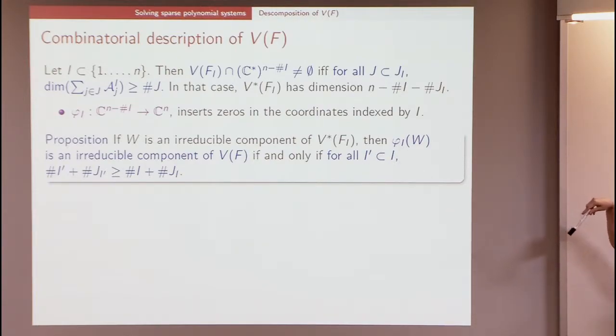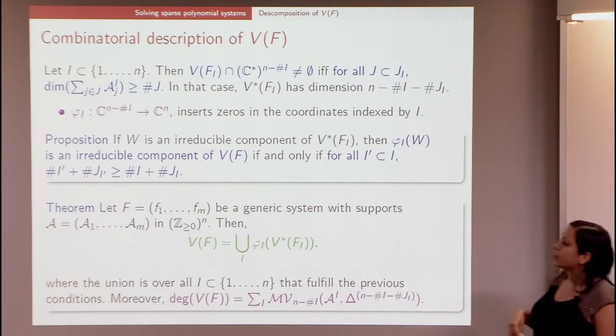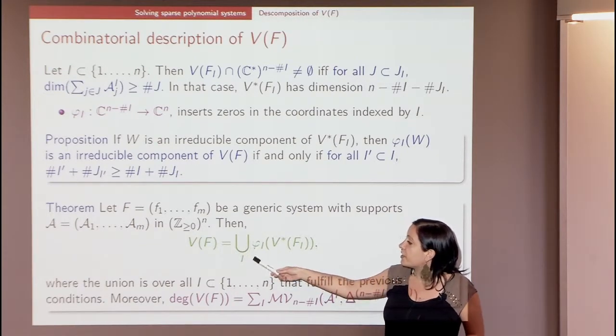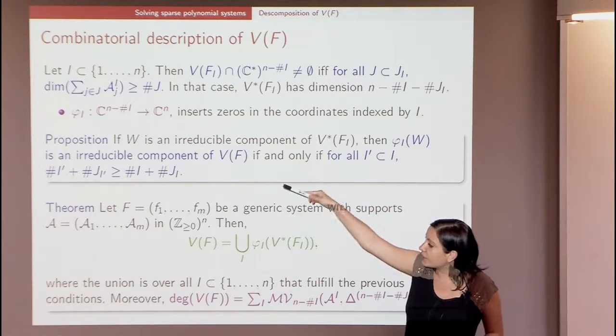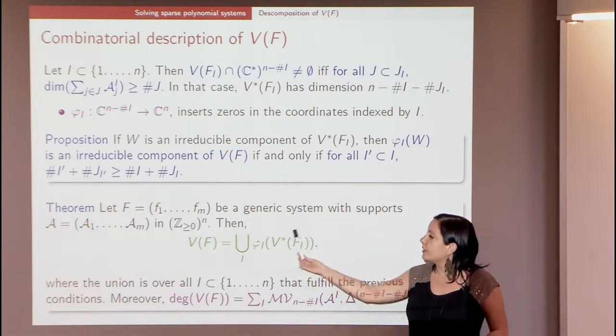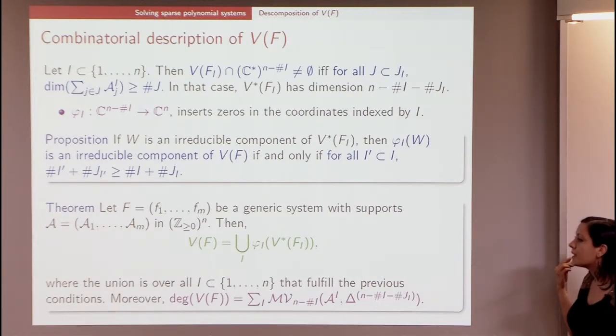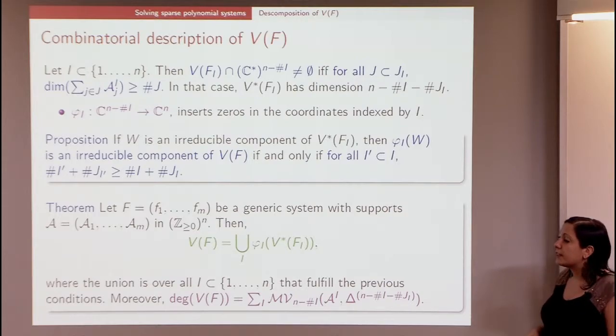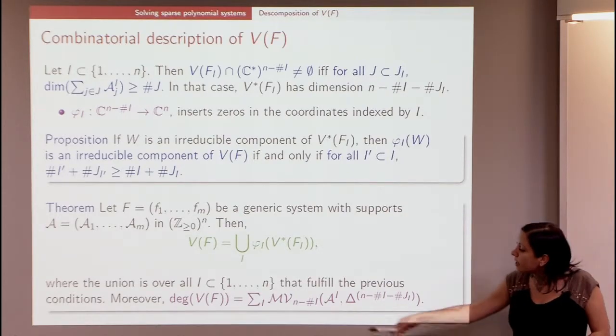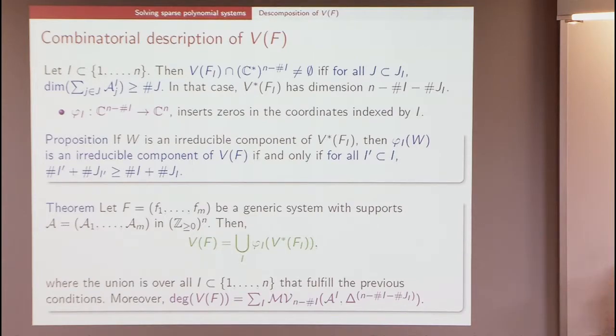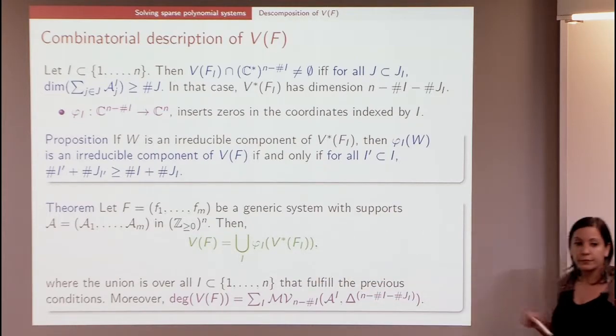Those two blue conditions are only combinatorial. They are only on the supports. So they allow us to give a combinatorial description of the variety. This description is going to be the union, over all I that fulfill these two blue conditions, of adding zeros to these kinds of varieties that we knew how to compute from the previous algorithm. And also a combinatorial expression for the degree as a sum over the same set I that fulfills those two blue conditions of the degrees of these varieties here.